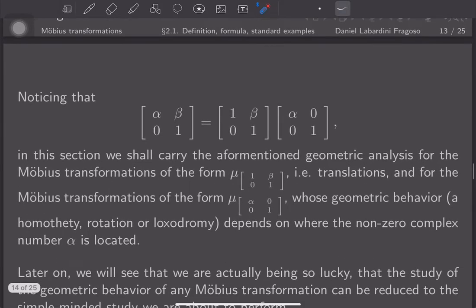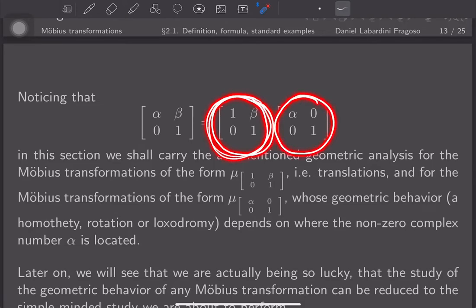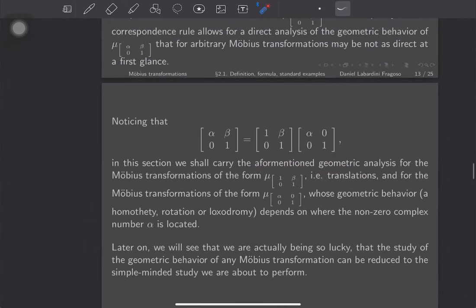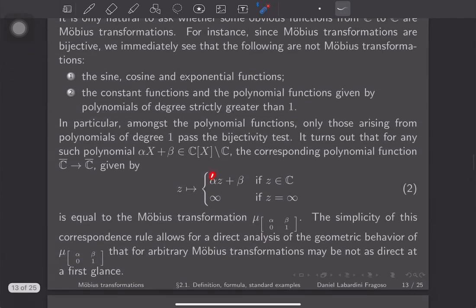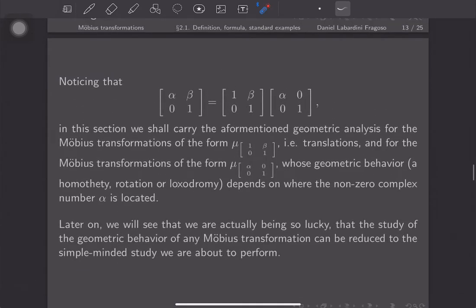And moreover, this matrix I can factor this way. This is, I would say, obvious. So what I'm going to do is study separately the Möbius transformation corresponding to this matrix and the Möbius transformation corresponding to this matrix. Notice this one gives me a translation, because there's a one here. So z is simply translated to z plus beta. If beta is here, it looks like a translation by beta, and then infinity is fixed.